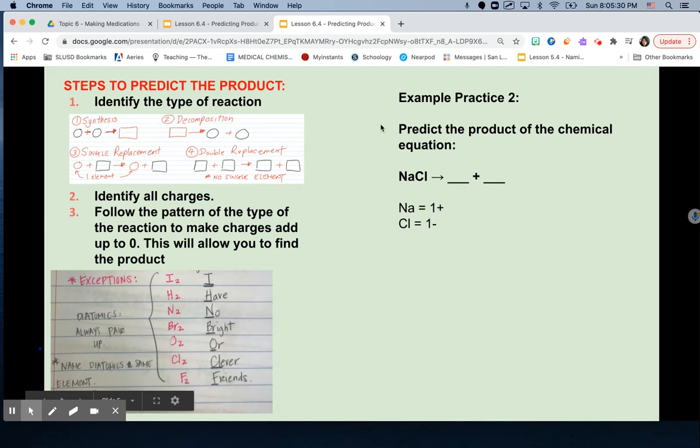Okay. So in example practice 2, it says predict the product of a chemical equation. And I have the equation NaCl, arrow, blank, and blank. So my first step is to identify which one of these types of reactions it is. So notice I have one molecule in the reactant, and then it's arrow, something plus something. So I'm looking for something where I start out with one thing, and then an arrow, and then something plus something. Do you see which one of the 4 it could be?